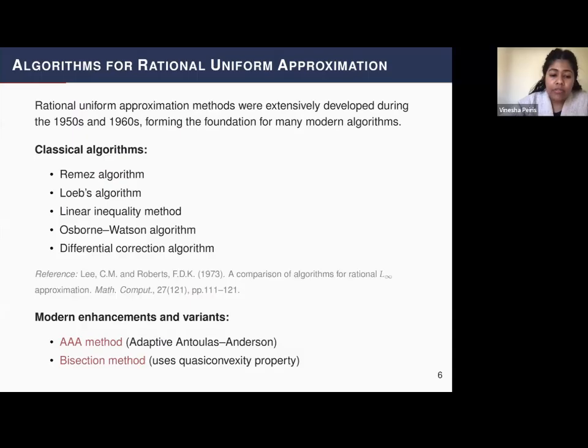On the other hand, we have the bisection method, which uses the quasi-convexity property of the objective function. You can use two different degrees for the numerator and the denominator polynomials, or even linear forms, so even generalized rational functions. And you can extend this method to multivariate functions as well.